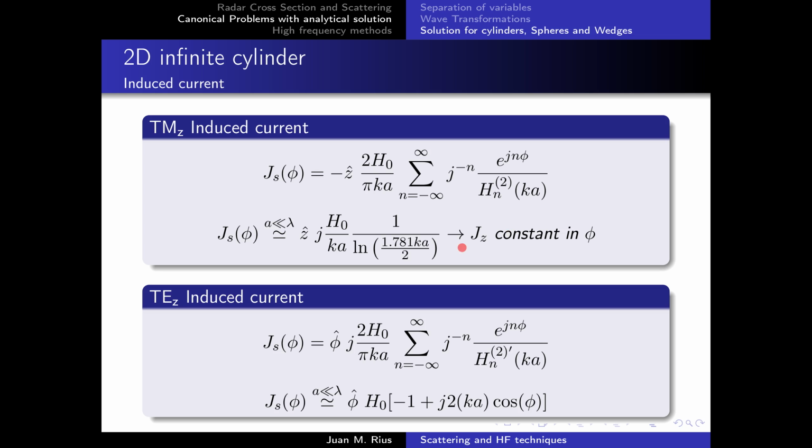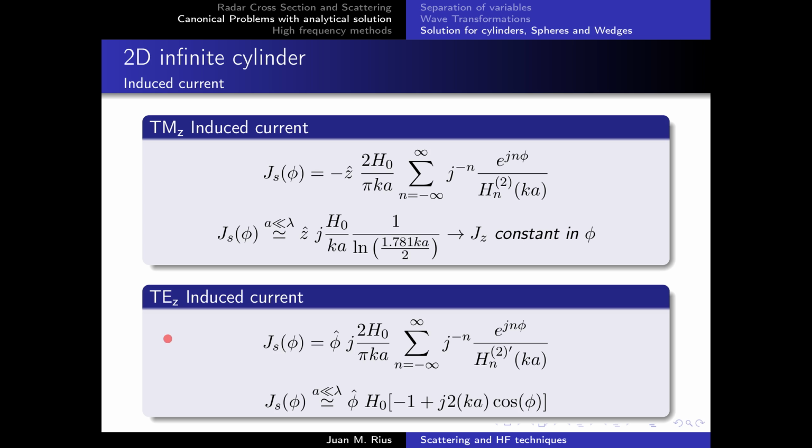In the case of a small argument, we only have the coefficient of order 0, that is a Hankel function that can be approximated by a logarithm, and the result is independent of phi. So the idea is that when the radius is small compared to the wavelength, the current is almost constant around the cylinder.